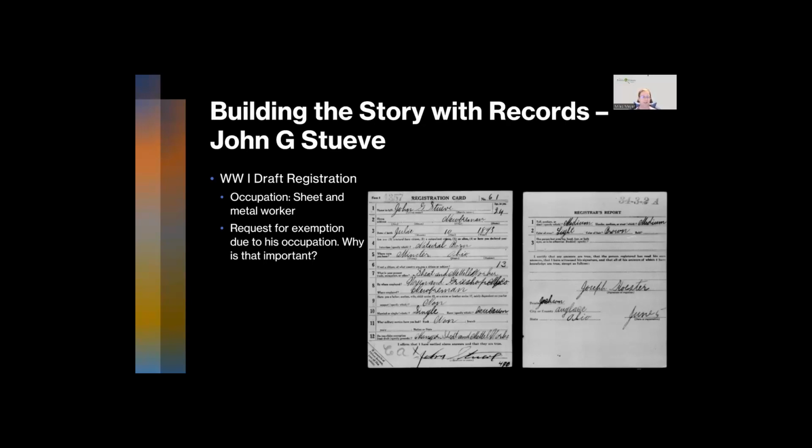What's one of the necessary things during war? It's metal products. And so now I can do a little bit of research and see how sheet metal was important in World War I and how that relates to him requesting an exemption from the draft.